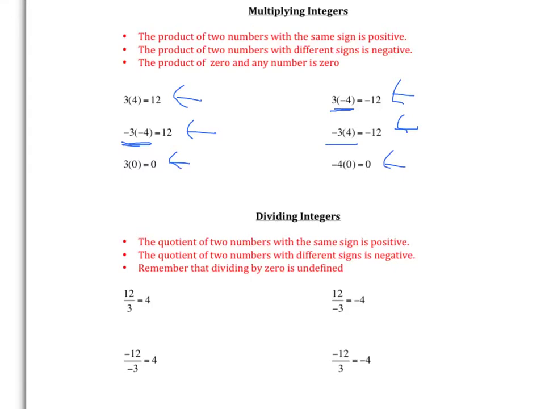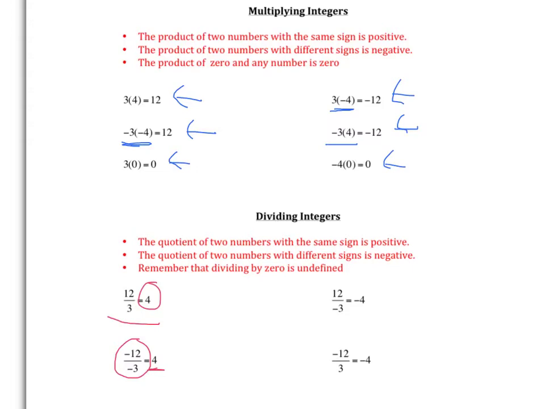Here I have positive 12 divided by positive 3, and I get positive 4 as my quotient. And right below it you'll see that there is negative 12 divided by negative 3, and again I get positive 4 as my quotient.